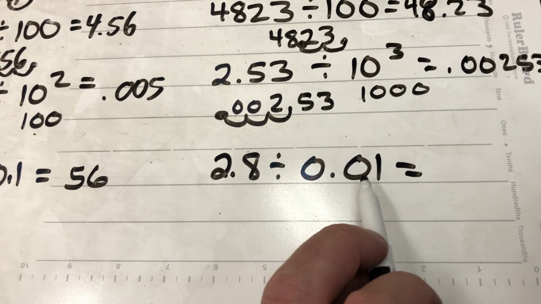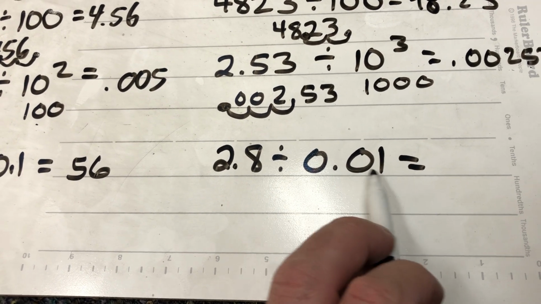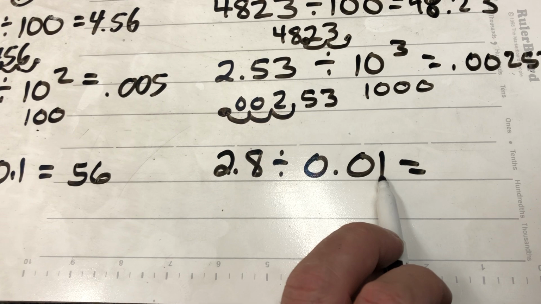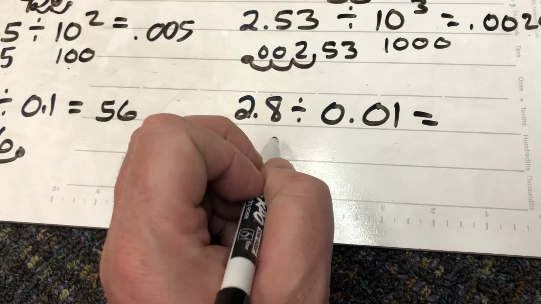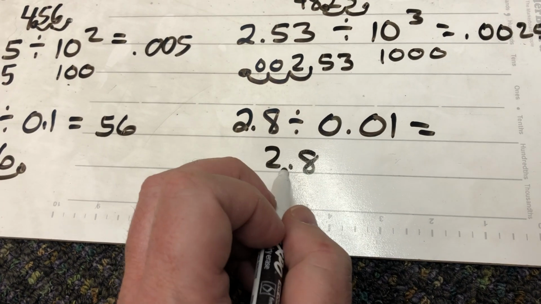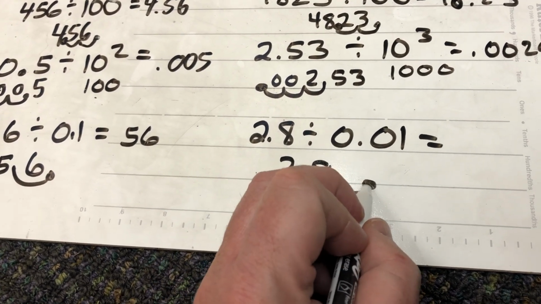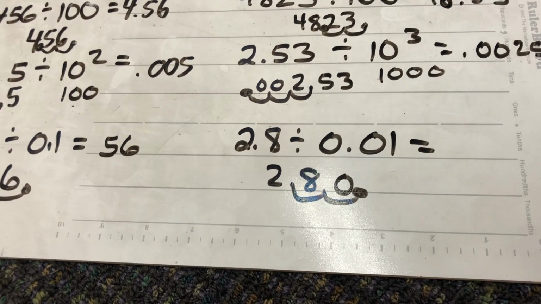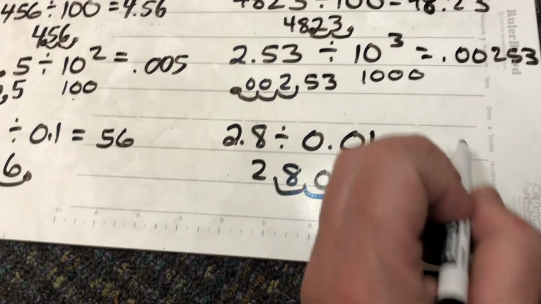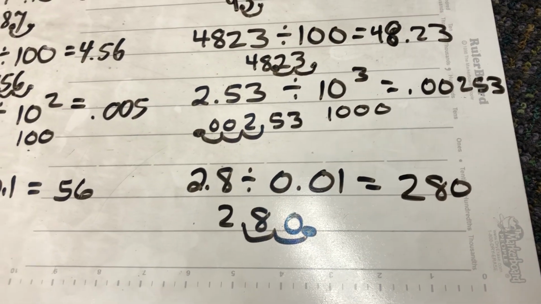Well, once again, this is a number less than 1. It's 0 and something. And so there's 2 digits that come after the decimal in my number. So since this is less than 1, the decimal is going to be moving to the right once, twice. I'm going to fill that empty spot with a 0. I end up with 280. All right, let's move right along.